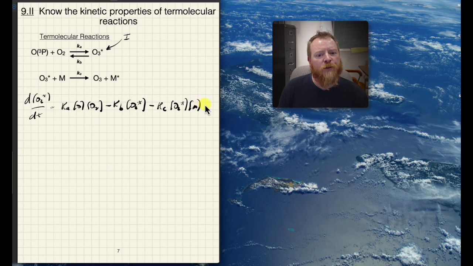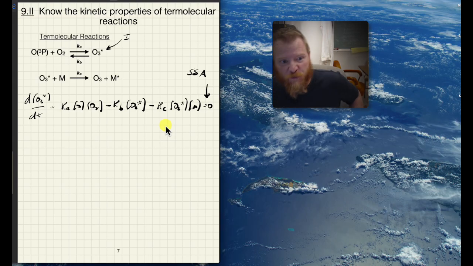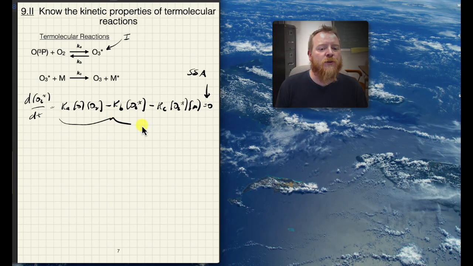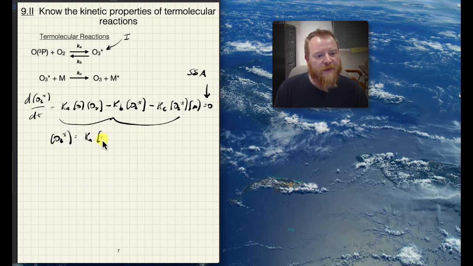And we're going to apply the steady state approximation to this, because that is a reasonable thing to do for this mechanism. And when we do that, doing some algebra, we get an expression for O3 star, which is going to go as the following. So that's going to be Ka times O times O2, and then that's all divided by Kb plus Kc times M.